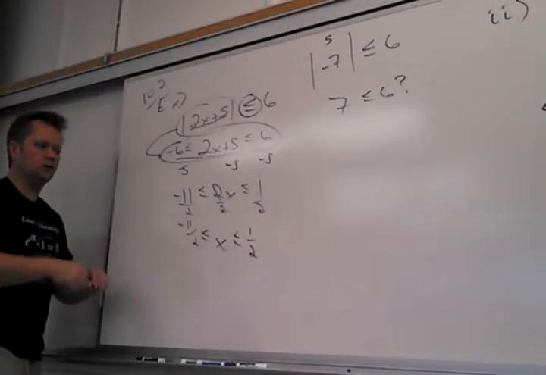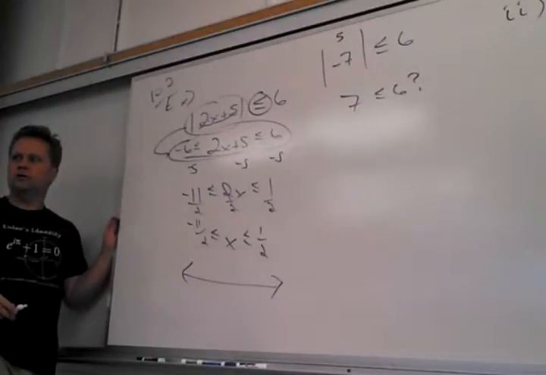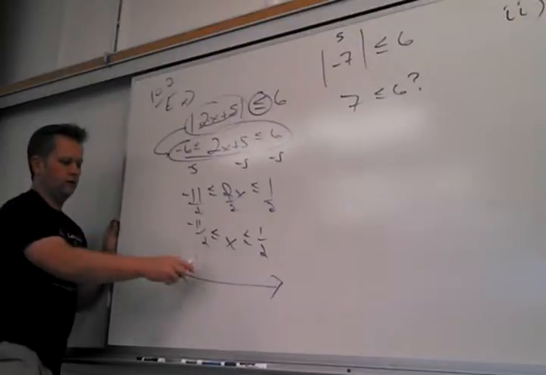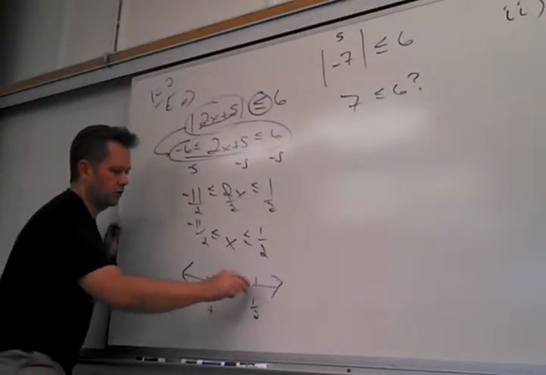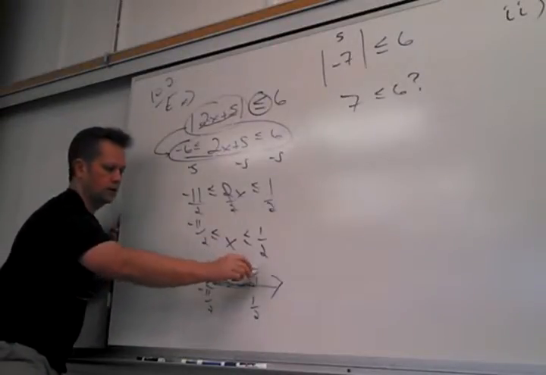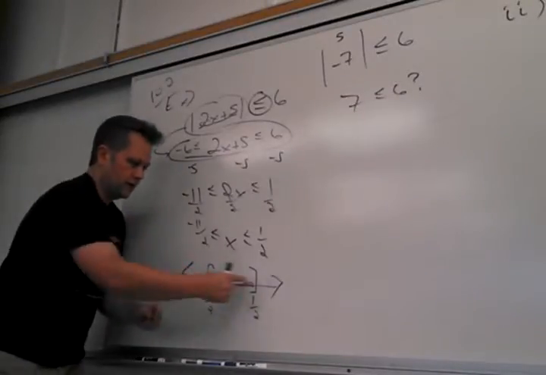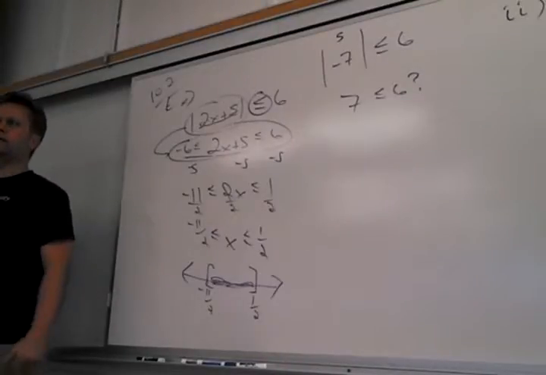If I graph this thing, what would it look like? I shade in between what numbers? -11/2 and 1/2, right? And what's going to be on both of those? Brackets, because it's equal to it, right? There you go, sandwich. If you really use your imagination, there's the bread, and for some reason they put the meat like that.